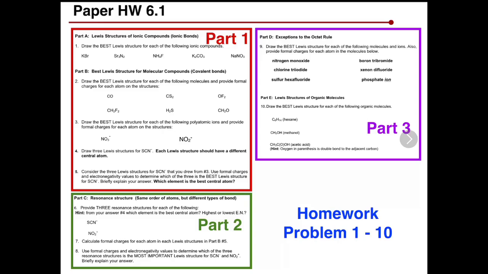In the previous lecture video 6.1 part 1, we already discussed the Lewis structure of ionic compounds and also of the covalent bond, including the discussion of the formal charge and how to use the formal charge to determine the best Lewis structure. In this video, we are going to focus our attention on the second part of chapter 6.1. We are going to look at the resonance structure.